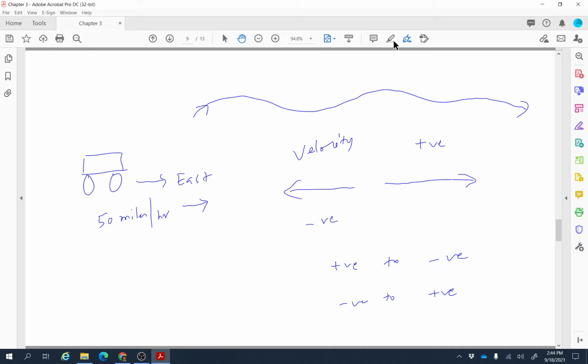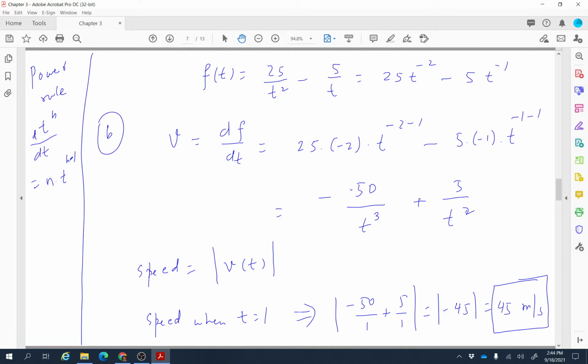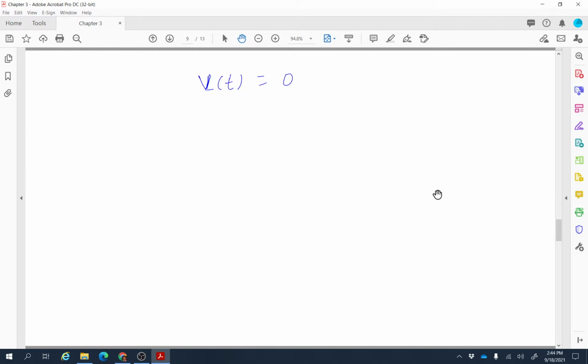So to answer this question, set velocity equal to zero. From part B, we can find the velocity, which is negative 50 over t cubed plus 5 over t squared equals 0. And now try to solve for t, time. So we can make the same denominator. I'm going to multiply the second part by t, top and bottom. So that will give us the same denominator. So eventually it would be negative 50 plus 5t equals 0. Now if you solve for t, t is 50 over 5, which is 10.